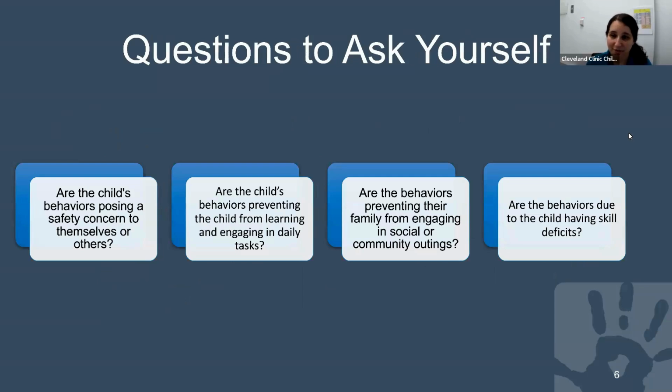So, things to ask yourself. Are your child's behaviors posing a safety concern, either to themselves or to others? Are your child's behaviors preventing them from learning or from doing their daily activities? Are your child's behaviors preventing your family from going to places in the community or social outings? Or are your child's behaviors due to having difficulties with certain skills, like being able to communicate, or difficulty with coping skills?